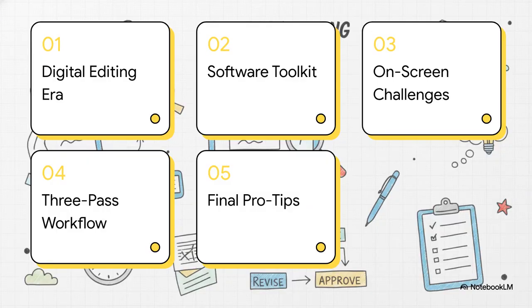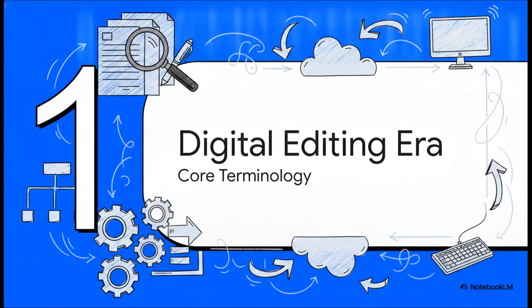You can think of our agenda today just like a document's navigation pane, giving us that high-level structural overview every editor needs. We'll cover 1. The digital editing era, 2. Your essential software toolkit, 3. Navigating on-screen challenges, 4. The 3-pass workflow, and 5. Final editing pro tips. All right, starting with Section 1, the digital editing era.